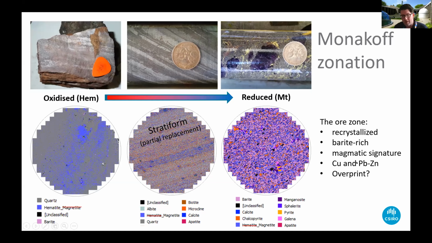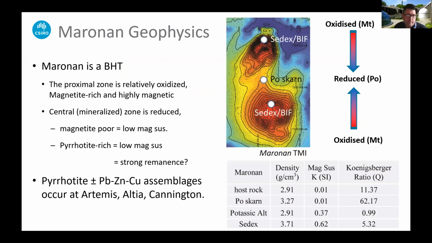It's hard to know whether this is just the core of a sort of VMS type system or whether this is a later sort of magmatic overprint. But that's for the geochemist to figure out. So let's go and look at another one. This is Mount Isa Moronen. So Moronen, I guess, is thought of as a Broken Hill type deposit.